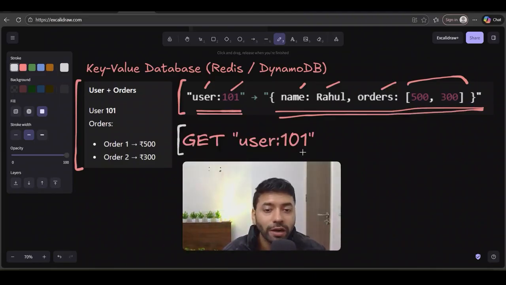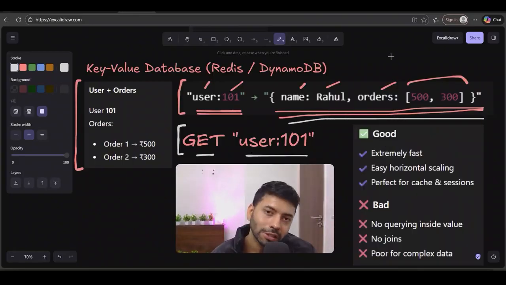Next, this is how you can read from this data. So this was your data, and if you want to read, you will simply do get and then pass the key, because the key was user:101. So we have passed the key here, and corresponding to it, it will return you this value. So like in SQL, we saw what are the good and bad things. Let's see the same for the key value database.